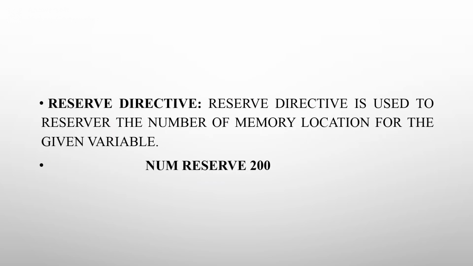So next is the reserve directive. The reserve directive is used to reserve the number of memory locations for the given variable. Now I can consider one example, num reserve 200. So now we are reserving around 200 memory locations in order to store num.